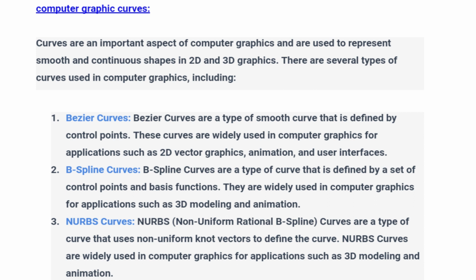B-spline curves. B-spline curves are a type of curve that is defined by a set of control points and basis functions. They are widely used in computer graphics for applications such as 3D modeling and animation. NURBS curves. NURBS, non-uniform rational B-spline curves, are a type of curve that uses non-uniform knot vectors to define the curve. NURBS curves are widely used in computer graphics for applications such as 3D modeling and animation.